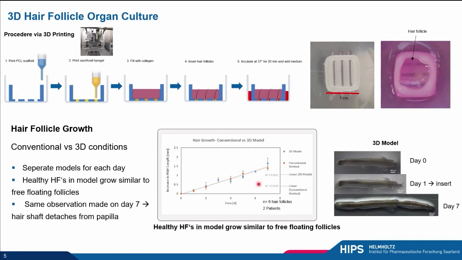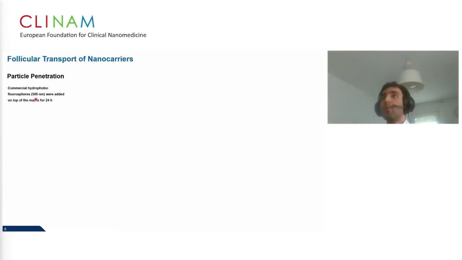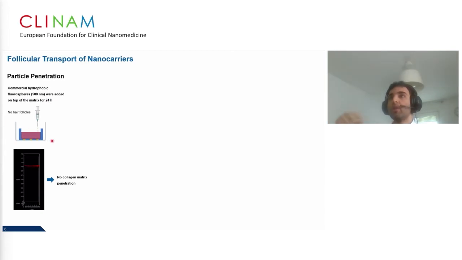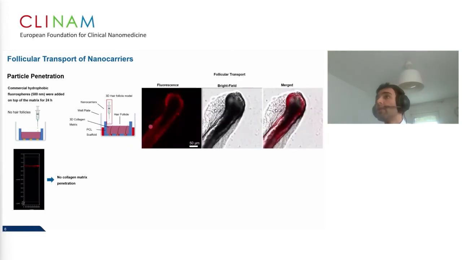So then we wanted to do a quick proof of concept. What we did is we took commercially available hydrophobic fluorospheres. It's important that they are hydrophobic, that they do not cross our collagen matrix, about 500 nanometer in size, and added that on top of the matrix for 24 hours. What we wanted to see is a follicular transport, of course. We first of all excluded that without any hair follicles, the particles cross our collagen matrix. And then we applied it on the hair follicle loaded model. And then after 24 hours, we saw a follicular transport of the fluorospheres.